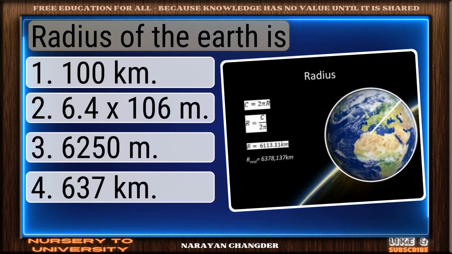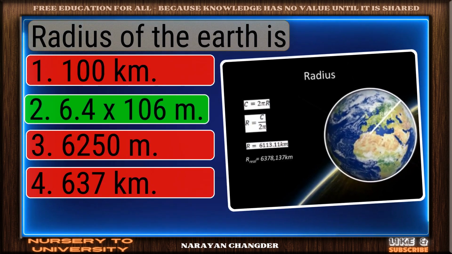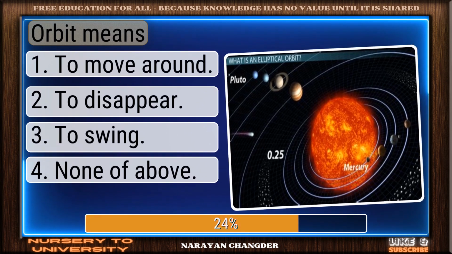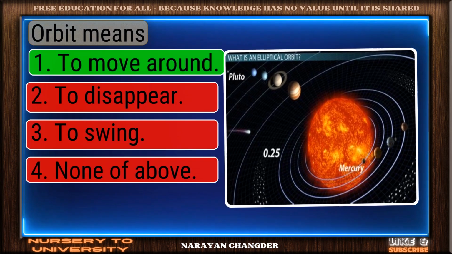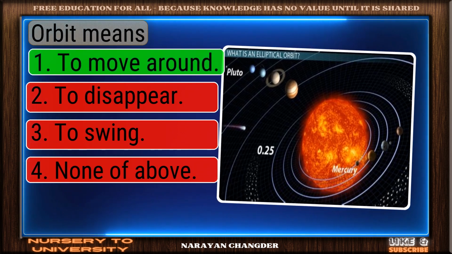Radius of the Earth is. Sharp thinking. 6.106 is the right choice. Orbit means. Right again. To move around is a valid answer.